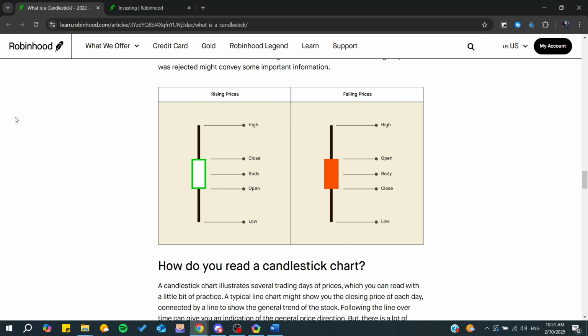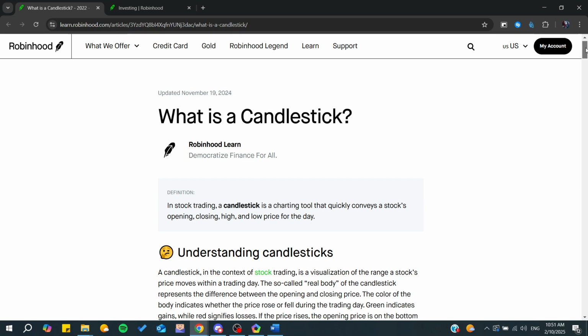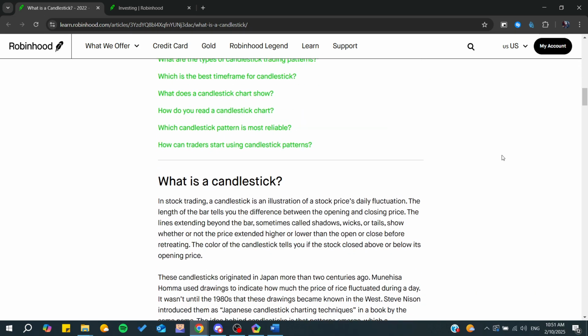So basically, here we are in the Robinhood Learning Center or Learning Blocks. And here, you will have everything that you will need to know about candlesticks and how to read them here in Robinhood, of course.